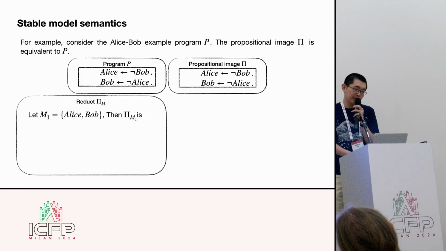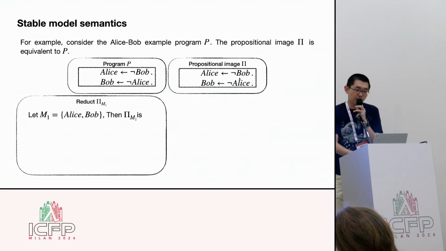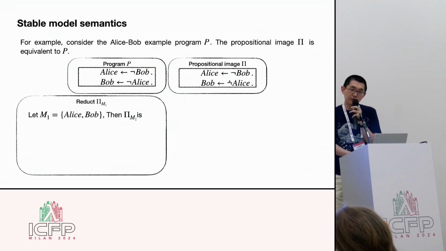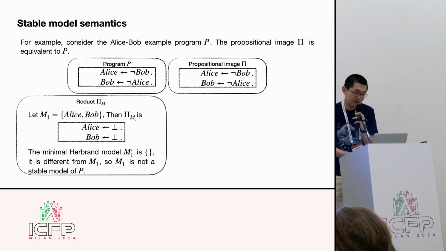So to create this reduct, we just replace these two in the propositional image as bottom. Why? Because in the model we're already saying they are true. So not true means false, right? It's a bottom. So the reduct program we have here is, okay, bottom implies Alice, bottom implies Bob. So the model of this reduct program is the empty set. So this M1 prime does not equal the M1 we used to create it. So this model is not a stable model of the original program, okay?